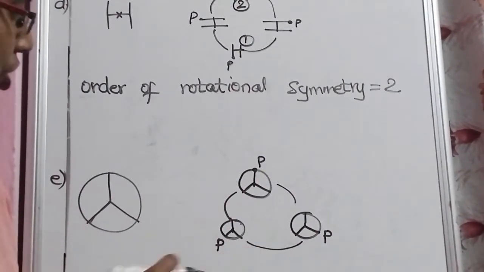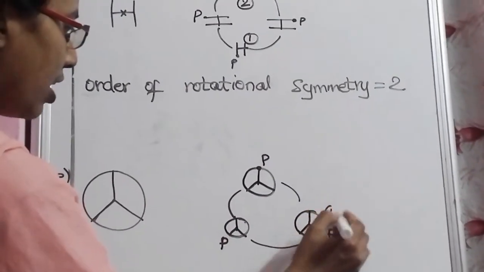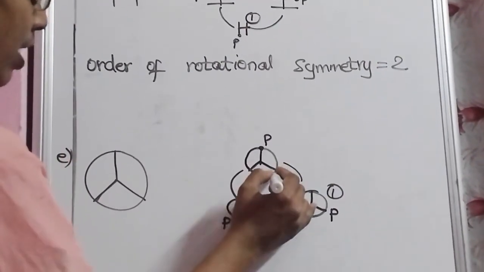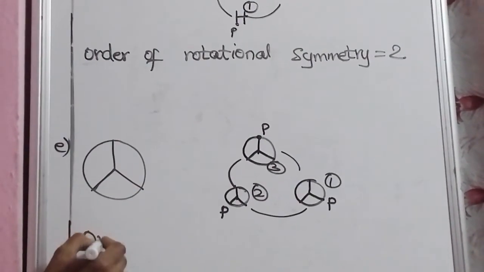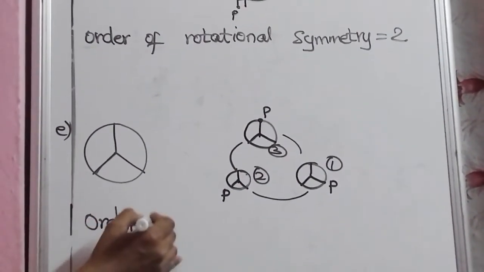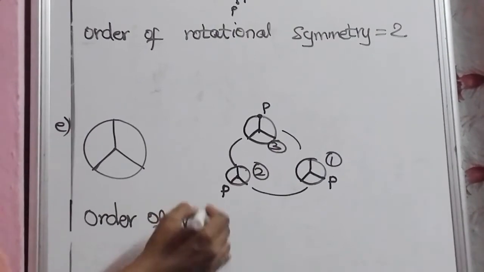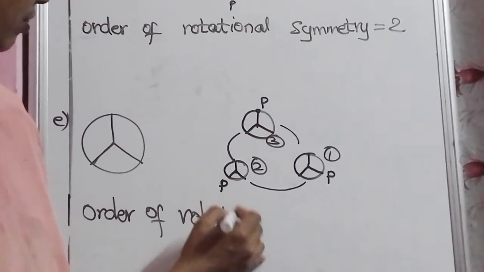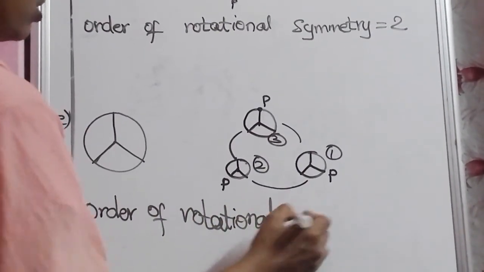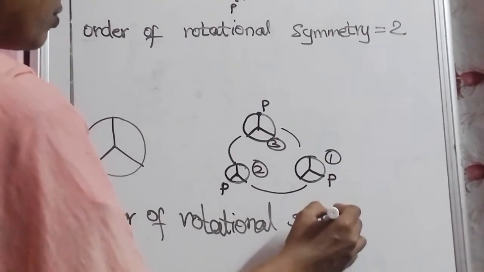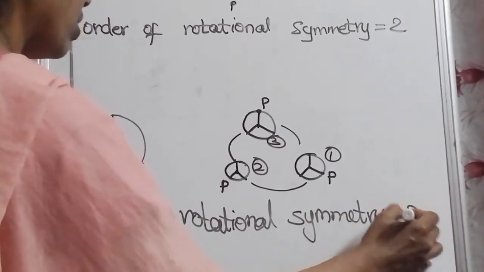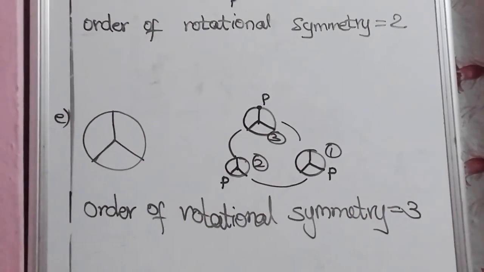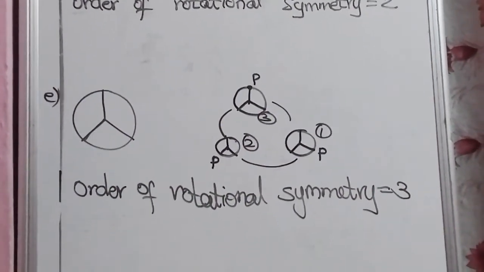So how many times is the shape same? The shape is same. 1, 2 and at 360 also you get the same shape. So the order of rotational symmetry for this particular figure is 3. Order of rotational symmetry is equal to 3. Understood this? Copy in your class workbooks, children.